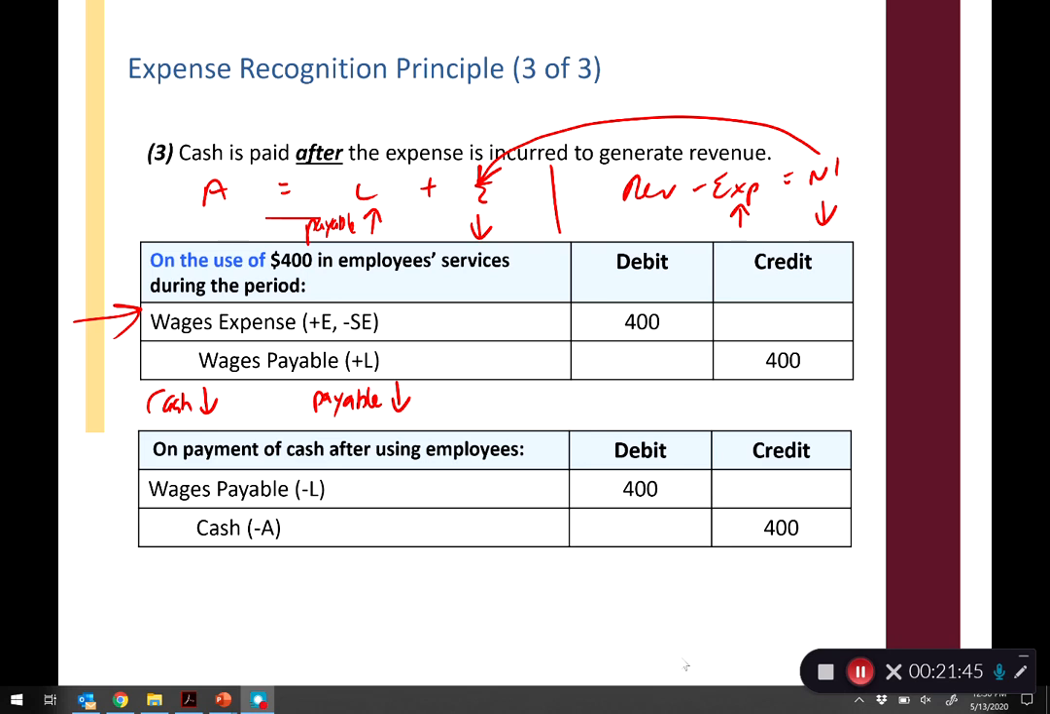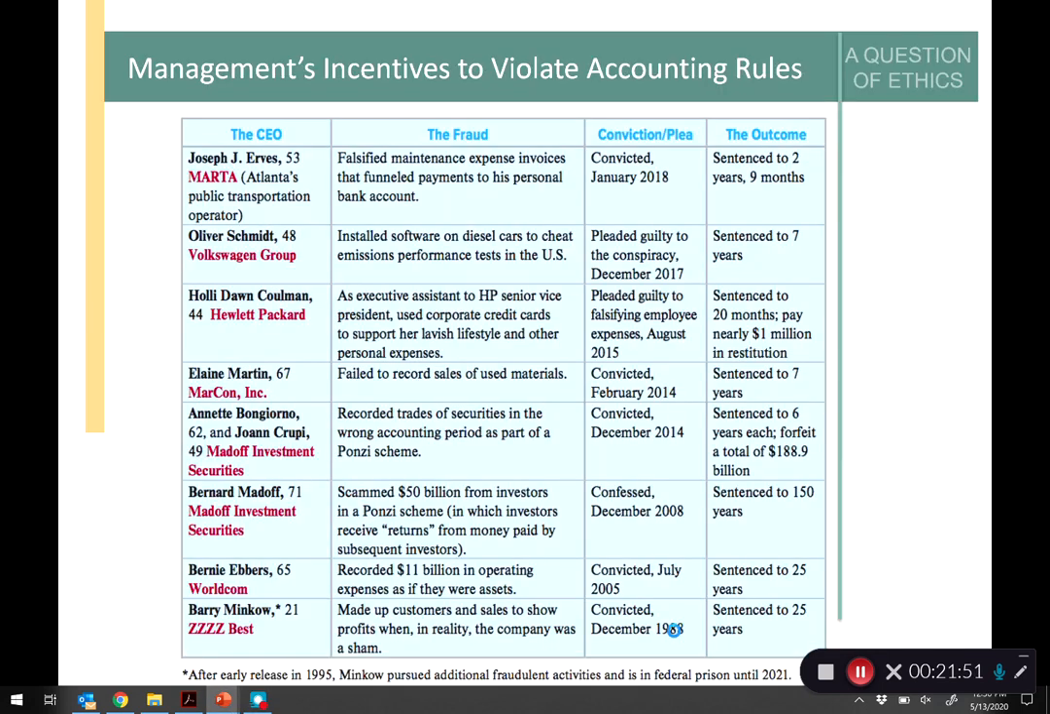Recording revenues and expenses in the appropriate period is extremely important, and management a lot of times tries to record revenues and expenses in an inappropriate period to make the company look better than it truly is. And as we mentioned earlier in the course, ethics is extremely important in accounting because users are using the information to make decisions, and if we provide them with false information, they're going to make poor decisions and get hurt.